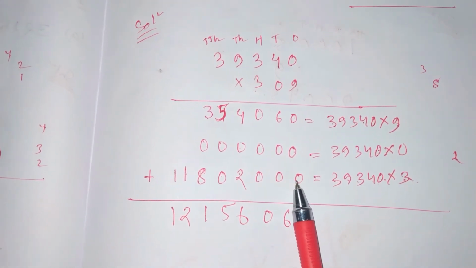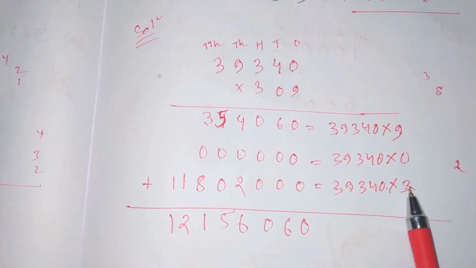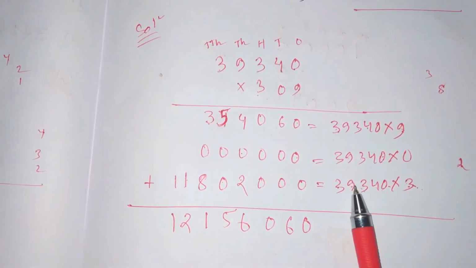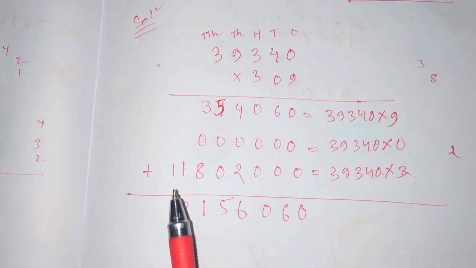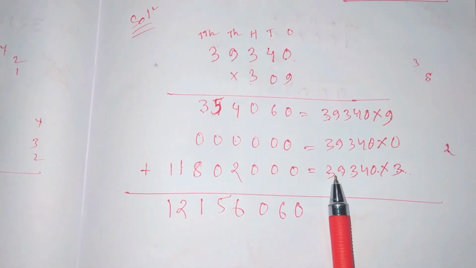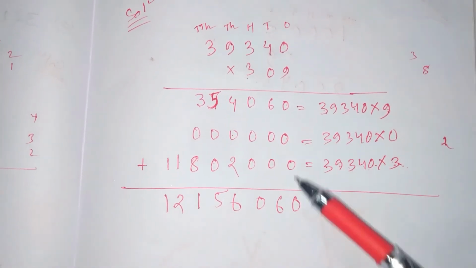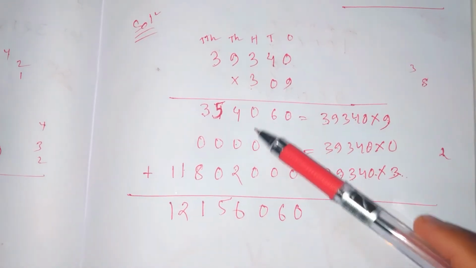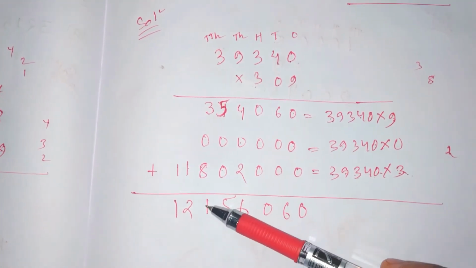Then 3 into 0 is 0, 3 into 4 is 12, 2 I have written, 1 will be in hand. 3 into 3 is 9, plus 1 is 10, 0 I have written, 1 will be in hand. 3 into 9 is 27, plus 1 is 28, 8 I have written, 2 will be in hand. Then 3 into 3 is 9, plus 2 is 11. Now 0 0 will come. 0 plus 6 plus 0 plus 0 is 6, 0 plus 0 plus 0 is 0, 4 plus 2 is 6, 5 I will be writing, 3 plus 8 is 11, 1 I will write, 1 will be in hand, 1 plus 1 is 2 and 1 here.